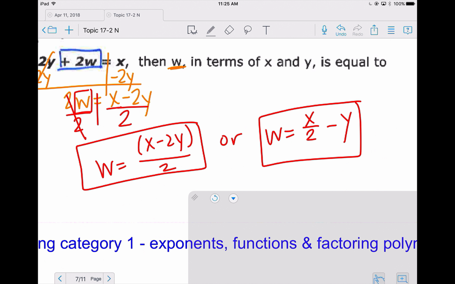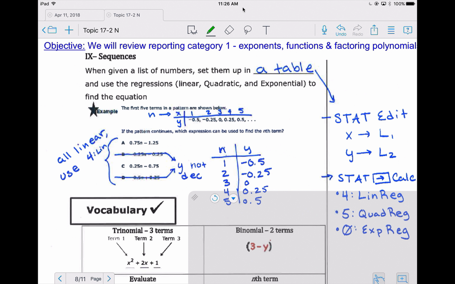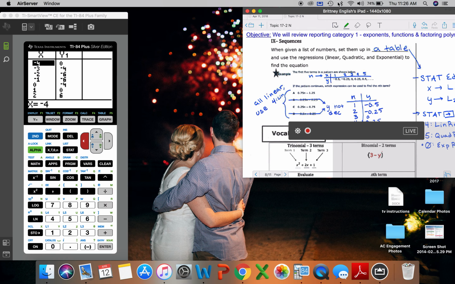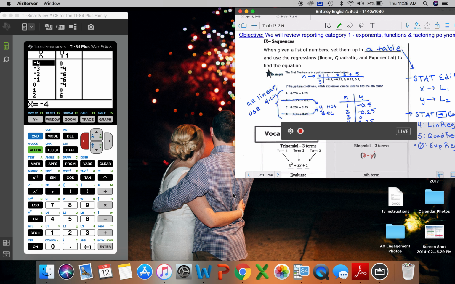The last piece in this reporting category is something we just went over in Unit 16 through regressions. If you're given a list of numbers, set them up in a table and use your stat edit. And so these have been set up for us, but you just put number 1, number 2, number 3, number 4. I've already put this in my calculator, so if you want to pause and put it in too, now is the time to pause the video.